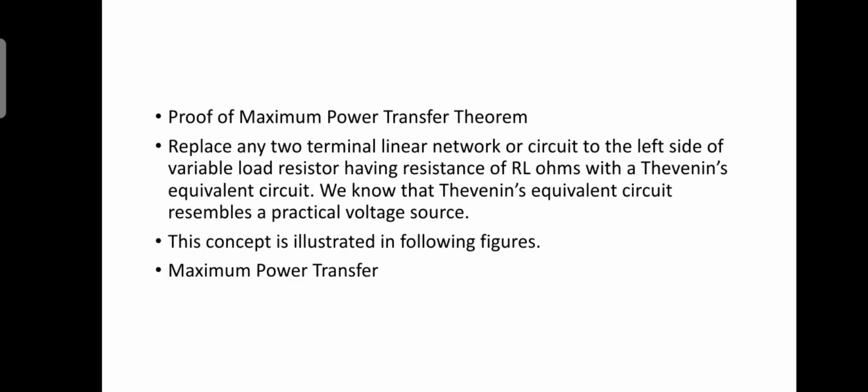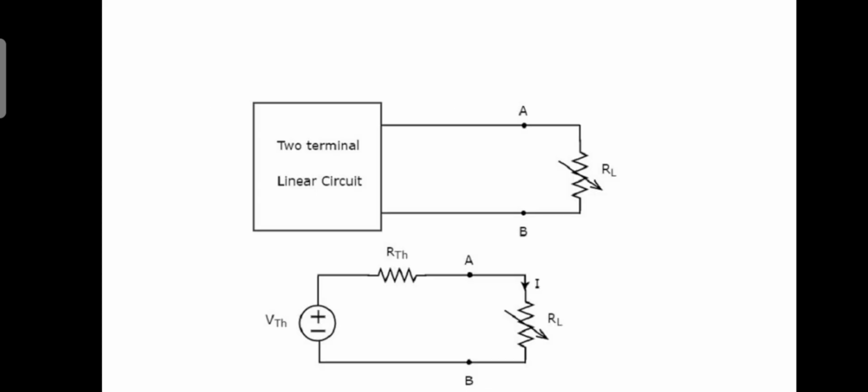Proof of maximum power transfer theorem. Replace any two-terminal linear network or circuit to the left side of variable load resistor having resistance of RL ohms with a Thevenin's equivalent circuit. We know that Thevenin's equivalent circuit resembles a practical voltage source. This concept is illustrated in the following figures. So we can see the figures. It has a two-terminal linear circuit with a voltage source and a resistor.